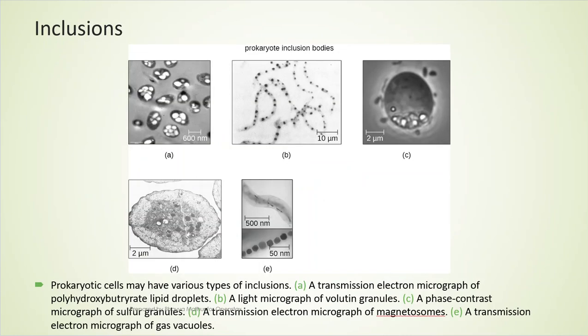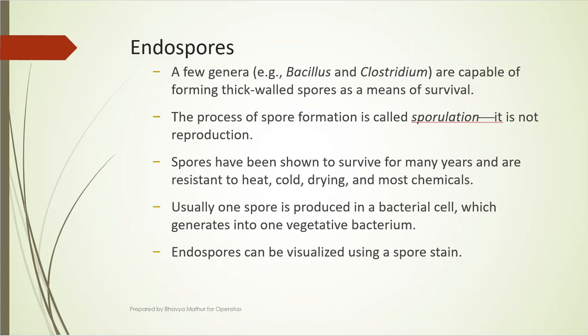Inclusions. These are things that are stored inside, chemical droplets, sulfur, magnetosomes, gas vacuoles. That's all an inclusion is. It's not an organelle. It's actually just a bubble that is storing something that is needed.